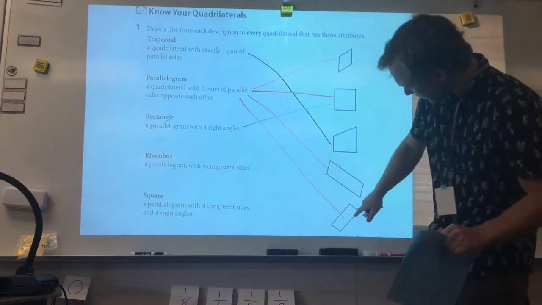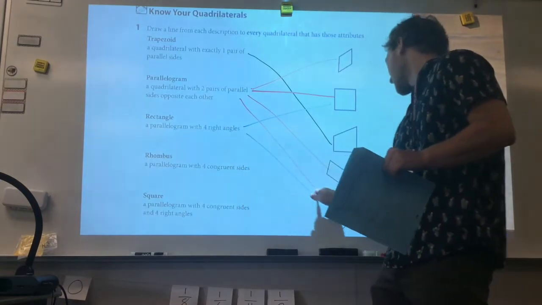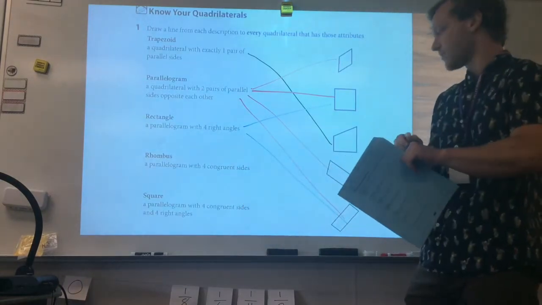And this shape, if you were to look at it from the perspective, yes, it has 4 right angles, so that actually is a rectangle as well, okay?